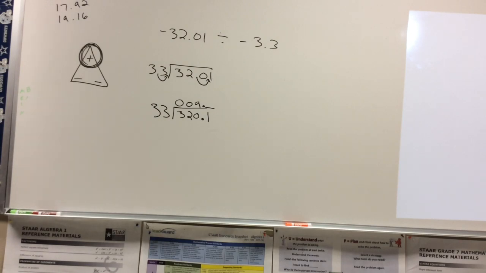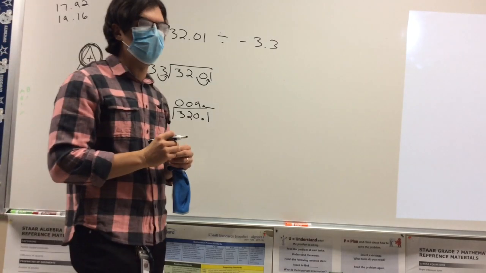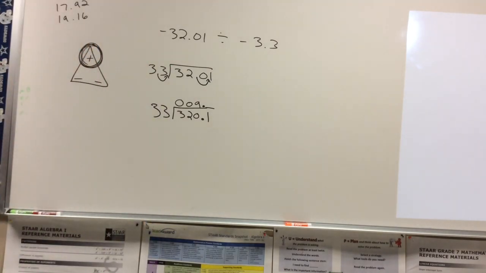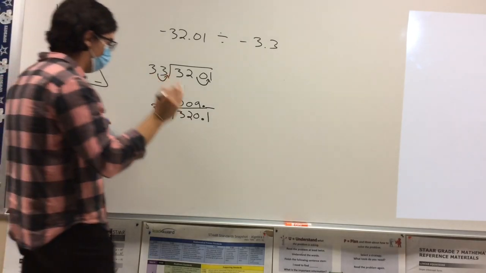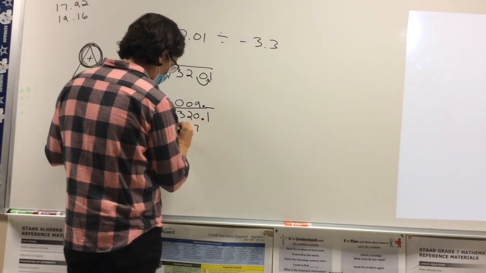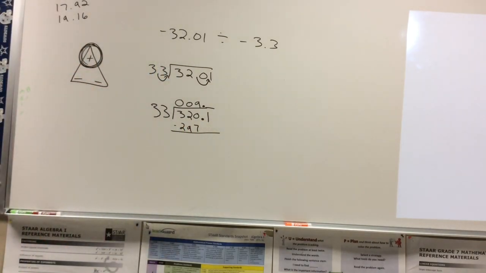Can anybody tell me what 9 times 33 is? If not, you have scratch paper on your desk. Please solve that for me. 33 times 9. What'd you get, Miss Williams? 297. Josh, what'd you get? 297. Okay. Is everybody okay with where I'm at up to this point?